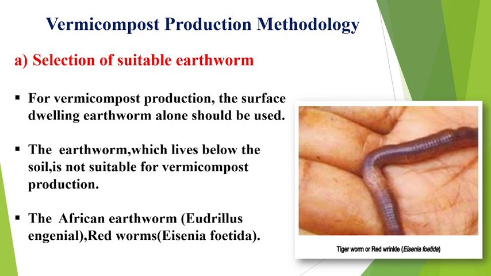So talking about the vermicompost production methodology. First of all, selection of a suitable earthworm is required for vermicompost production. The surface dwelling earthworm, I have already said that the epigeic earthworm, is required. The earthworm which lives below the soil is not suitable for vermicompost production because it does not have the ability to decompose materials. The most commonly used earthworms are the African earthworm, Eudrilus eugeniae, and red worms, Eisenia fetida.